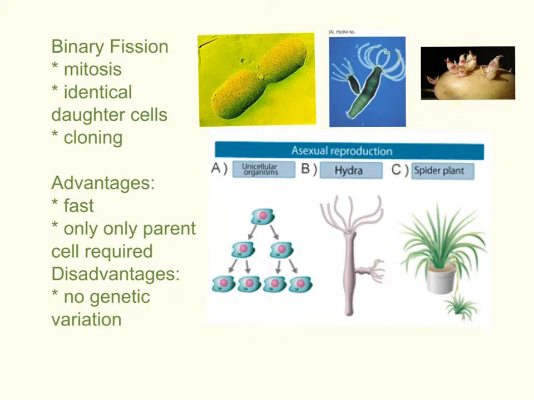Some other things that grow and divide by asexual reproduction are things like starfish, and if you chop an arm off a starfish, it will start to divide and form a whole new starfish, and the arm will regrow. Some lizards do this too.